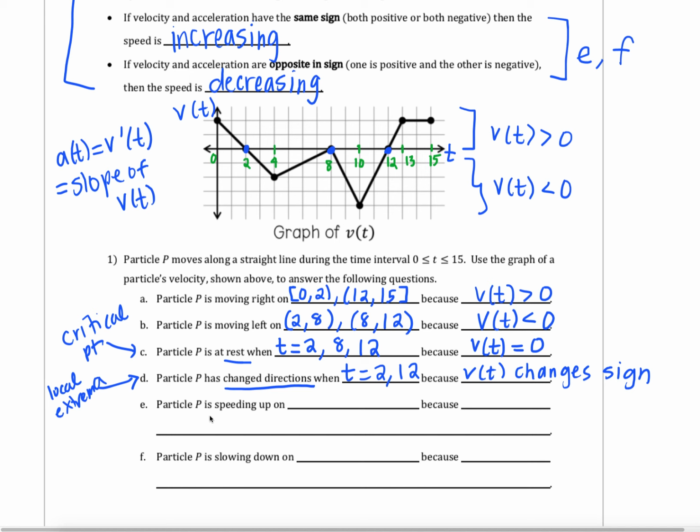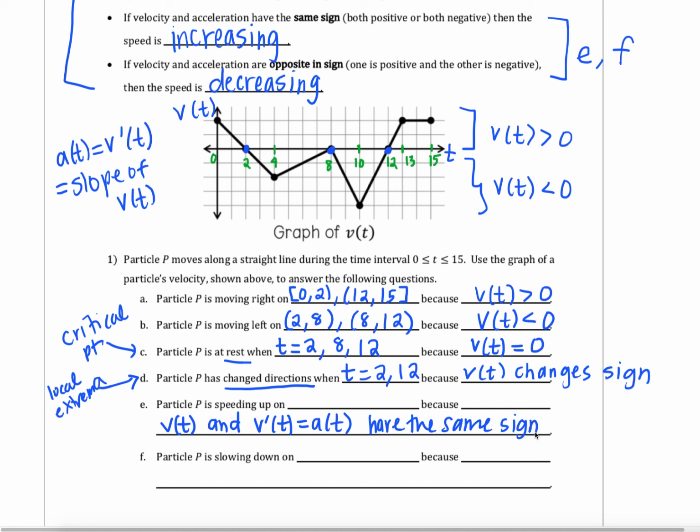So in part E, we're looking for where the particle is speeding up. This would mean that velocity and acceleration have to have the same sign. So I'm going to start by actually writing our explanation here. So we're looking for v of t, and instead of calling it a of t, I have to connect back to what I'm given. So I can't use a of t yet until I first make the connection that acceleration is equal to the derivative of velocity, and we're looking for where those two functions have the same sign.